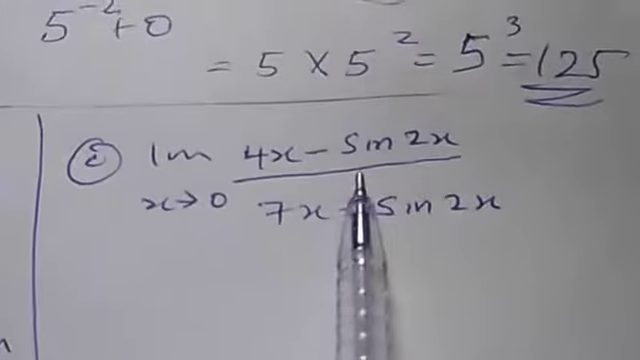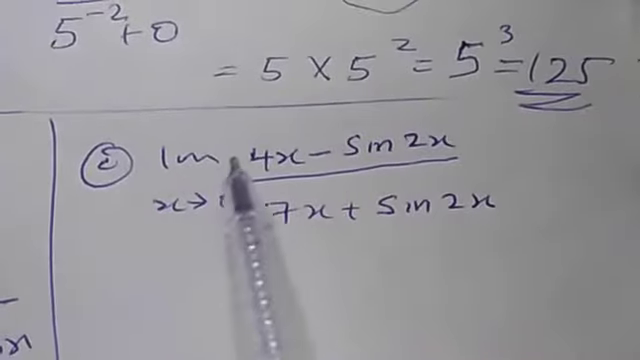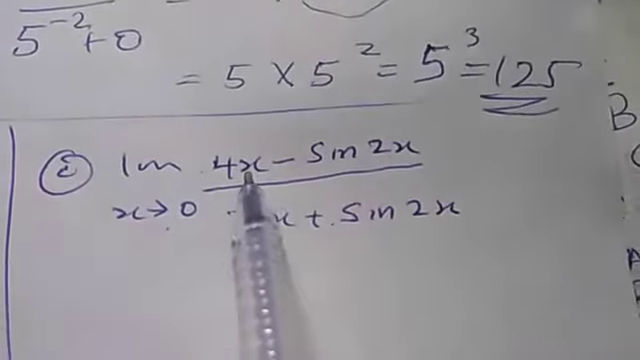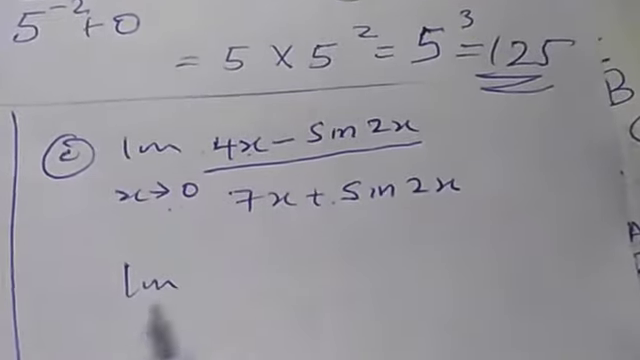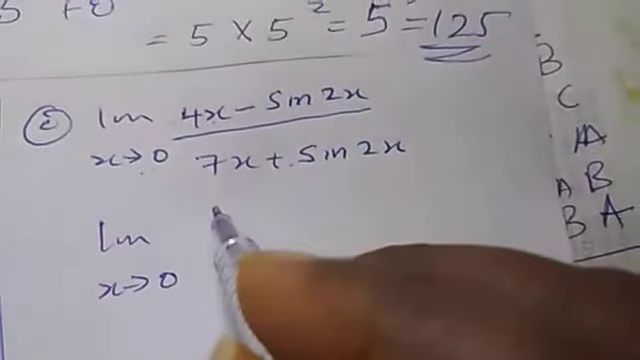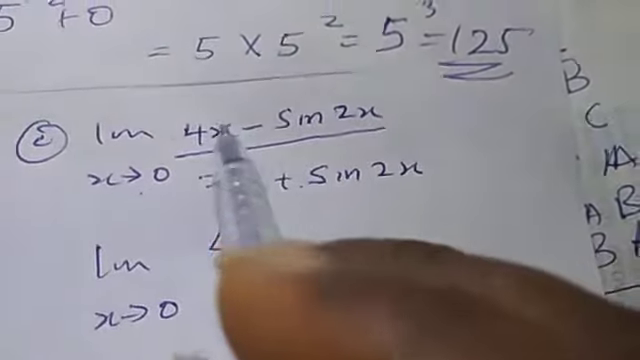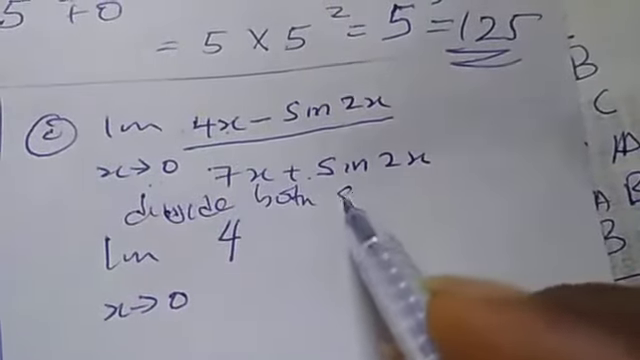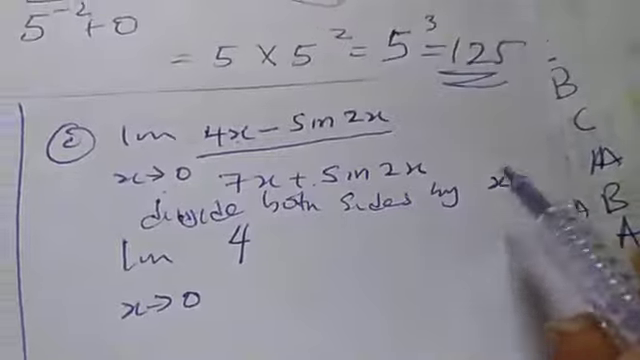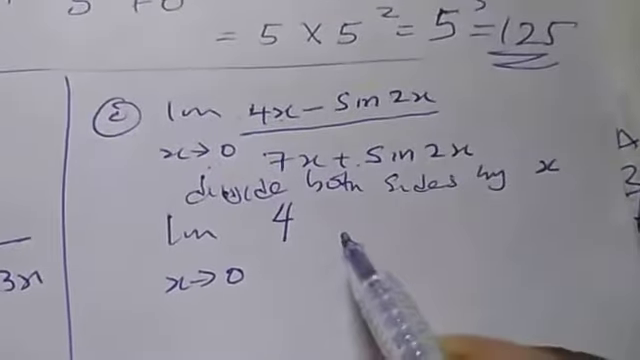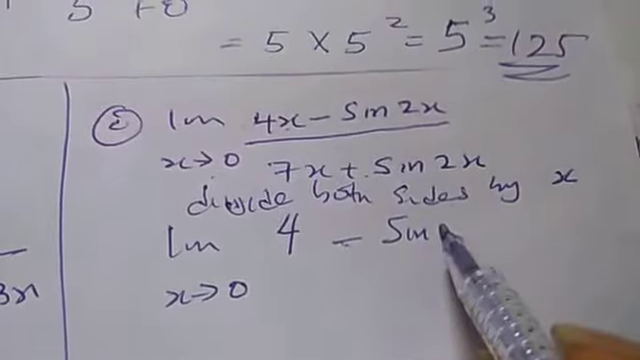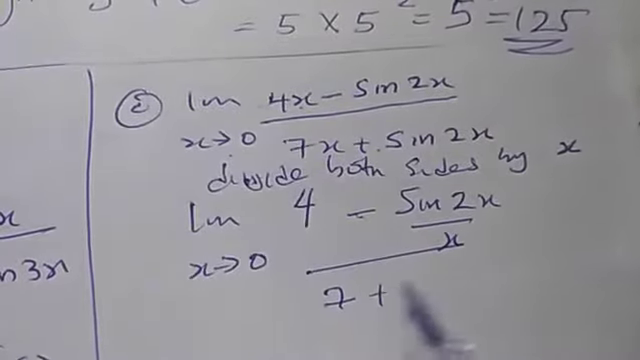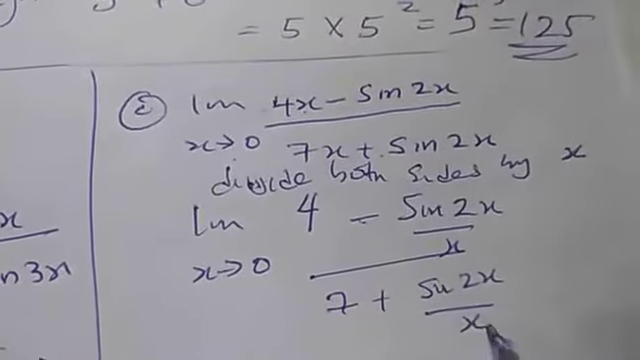Let's consider this. This is another example. The first thing is, I want to find this limit, which is 0 divided by 0. I'll divide both numerator and denominator by x first. If I divide both sides by x, I'm going to have limit of x tends to 0, and nothing will be here again because I'm dividing both by x. So this will now become 4 minus sine 2x over x, divided by 7 plus sine 2x over x.